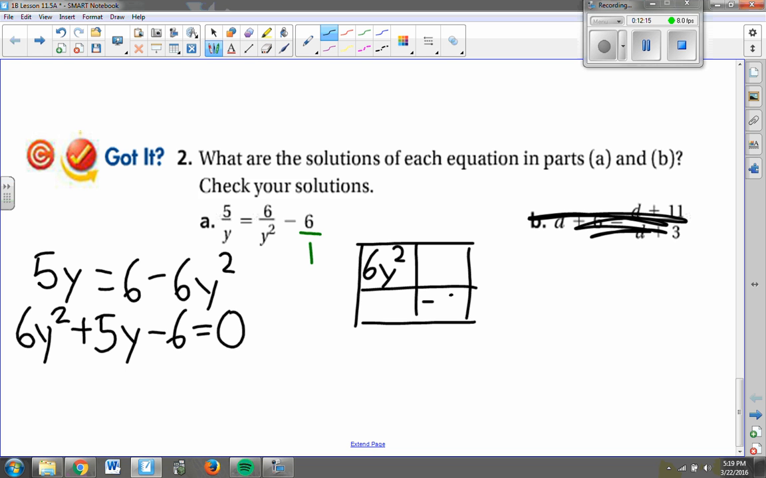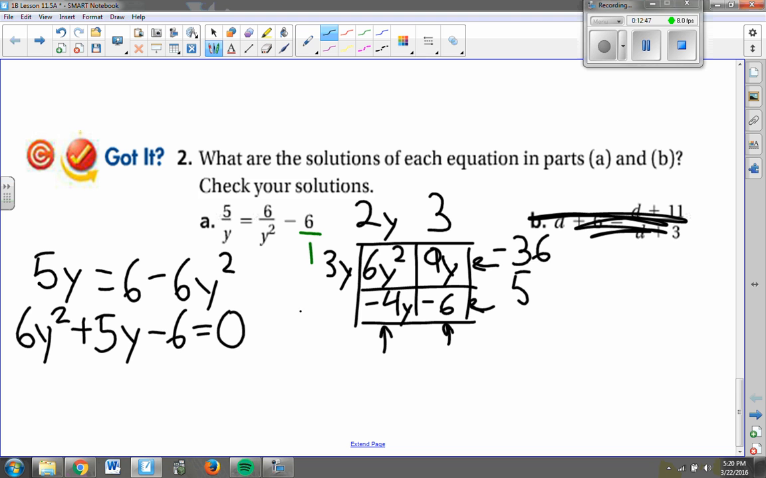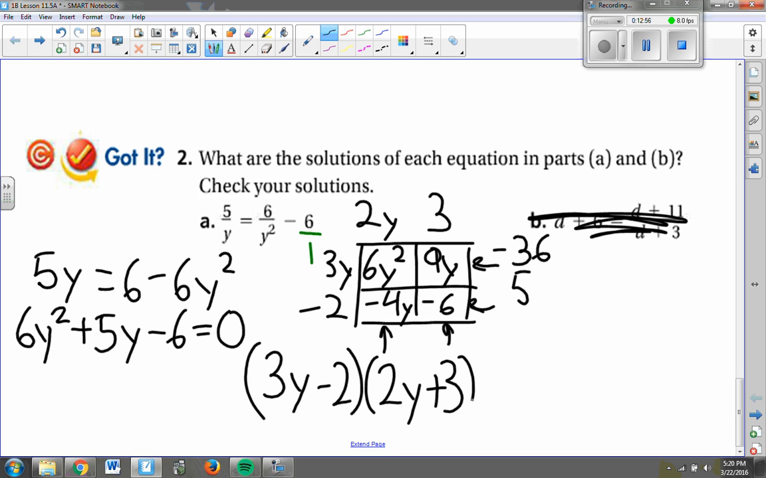6y squared, negative 6. So I need something that multiplies to be negative 36 and adds up to be a positive 5. Those two things would be a positive 9y and a negative 4y. And then when I look at my common factors, greatest common factors here, I will have 2 y's and 3. And I will have here 3 y's and a negative 2. So I get 3y minus 2 times 2y plus 3 equals 0.